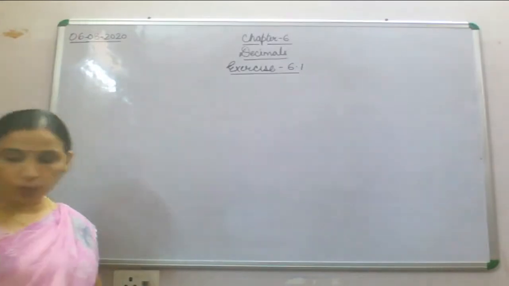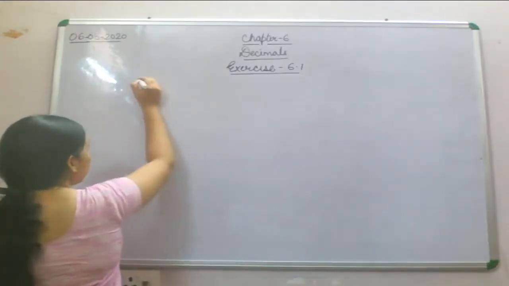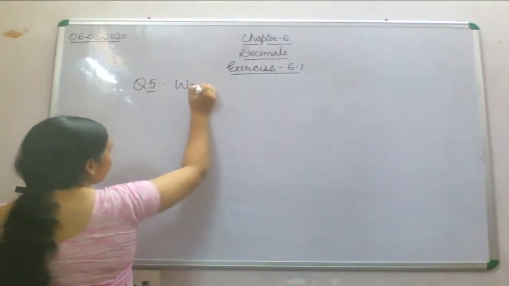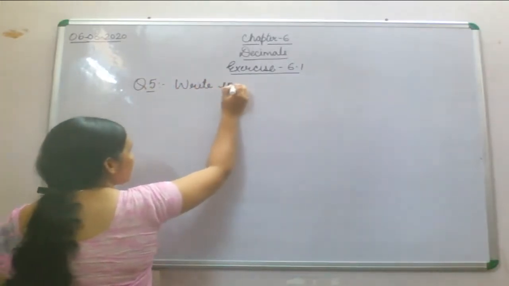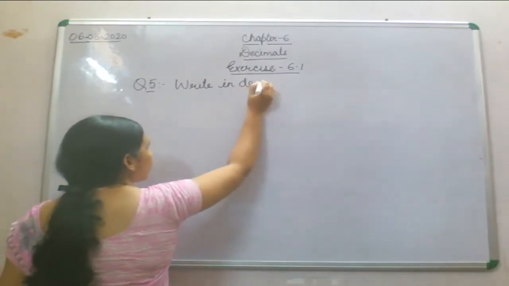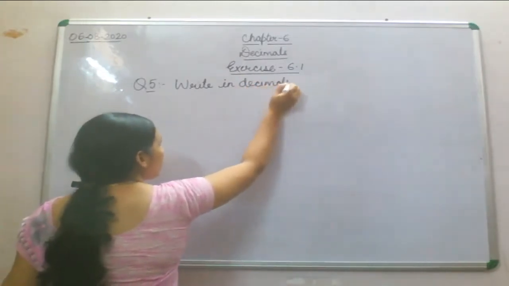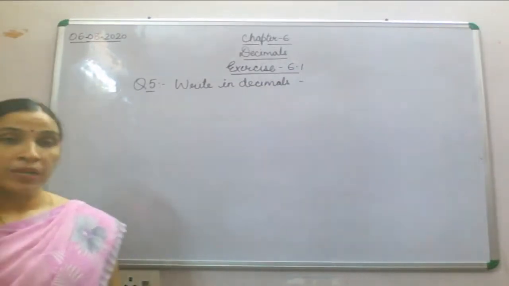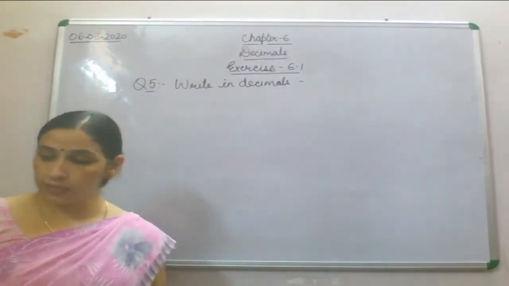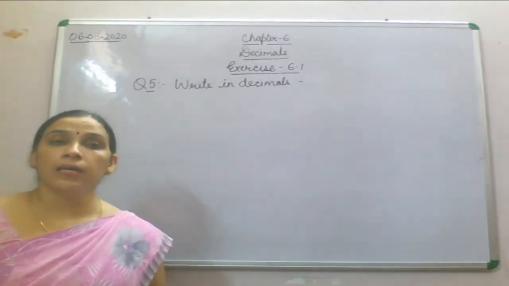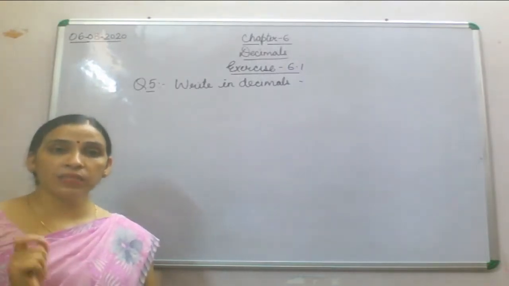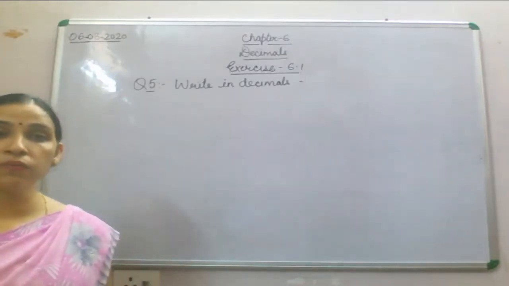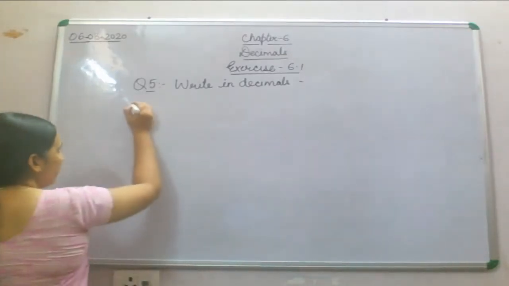So let's start our question number 5, that is write in decimals. Now you have to write it in decimal. You have to write the numbers which have been given in words in decimals. So let's start with the first.